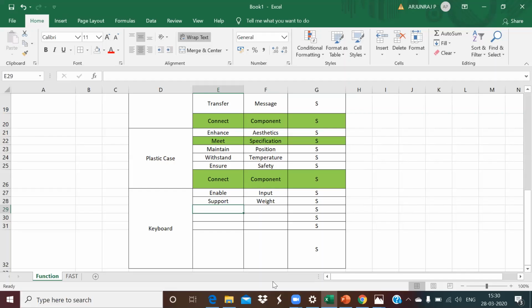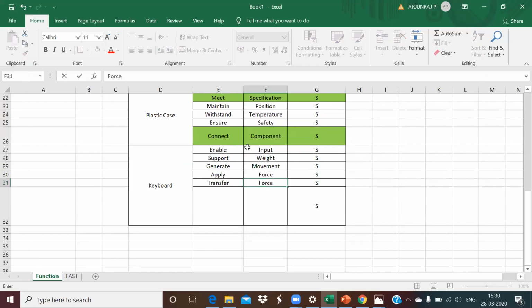Provide motion. When we are typing, it should go down. Yeah, so it is moving up and down. It is generating the movement, or generate motion. Allow motion or provide motion, something. Yeah, it is generating the movement. And the person is applying force with his hand to the laptop key. When applying force, first the force gets transferred, then it is generating the movement, then it is enabling the input. Yes.